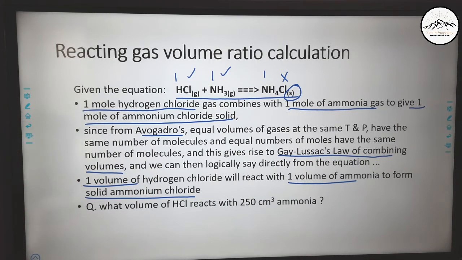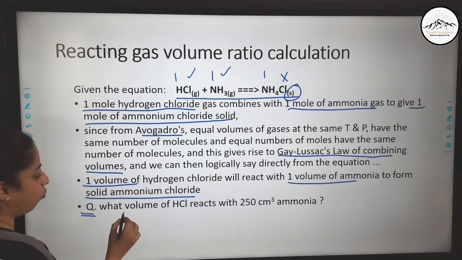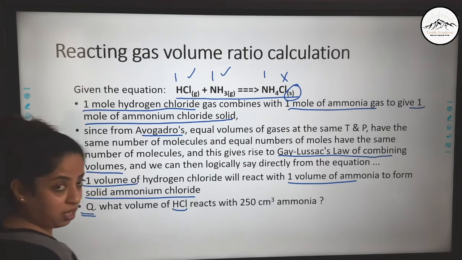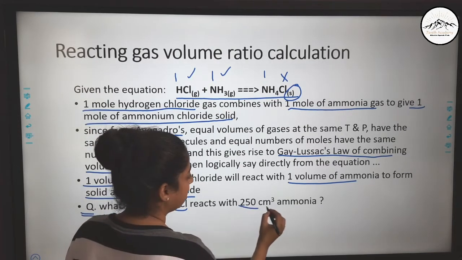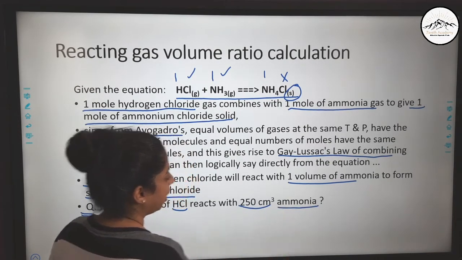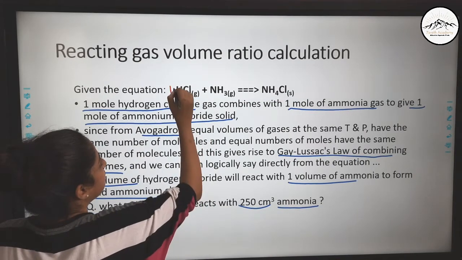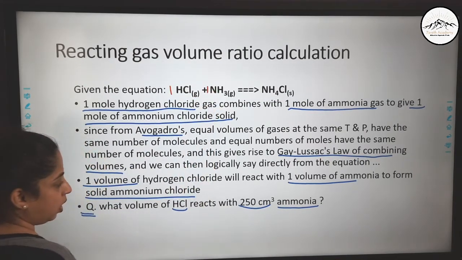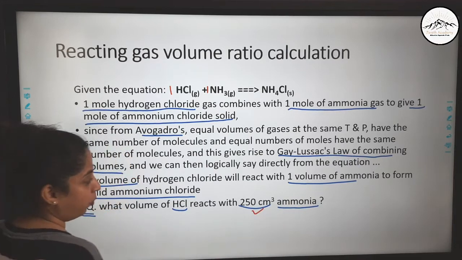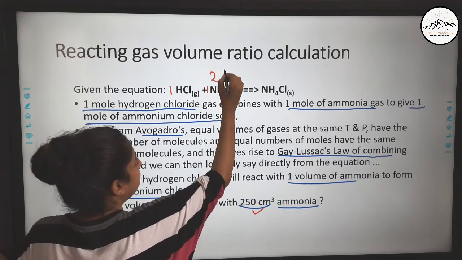Okay. Now let us see a question. What volume of HCl reacts with 250 centimeter cube of ammonia? So we know that the ratio is 1:1 here. Now they have given the volume of ammonia, which is 250 centimeter cube.